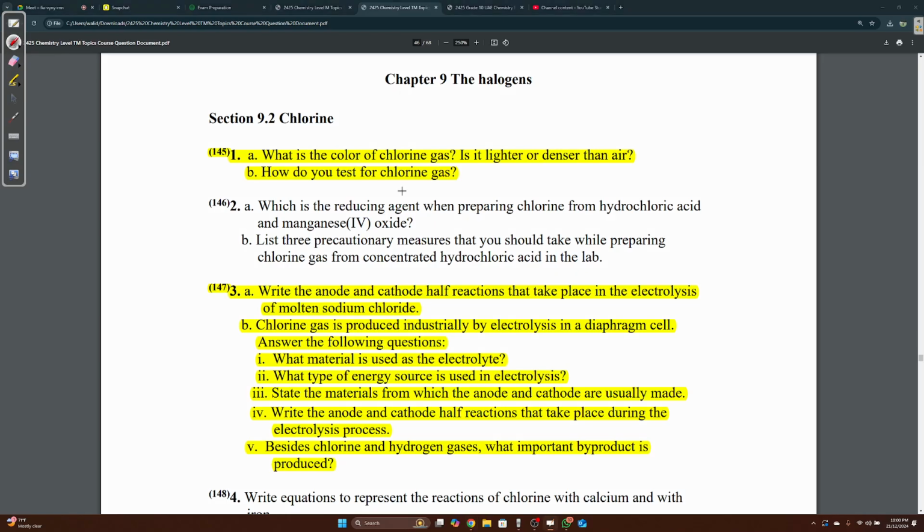How I memorize it is chlorine, yellow, green. They both end with green. You know what I mean? Chlorine, yellow, green. Okay, so that's how I memorize it. Is it lighter or denser than air? It's denser. Chlorine goes down. When it's in air, it sinks.